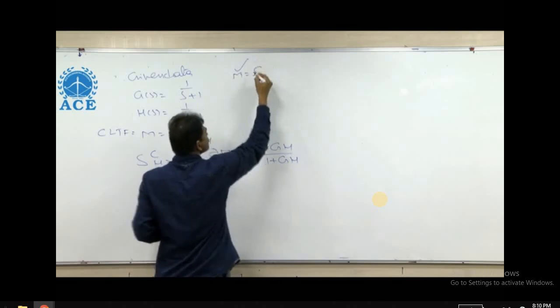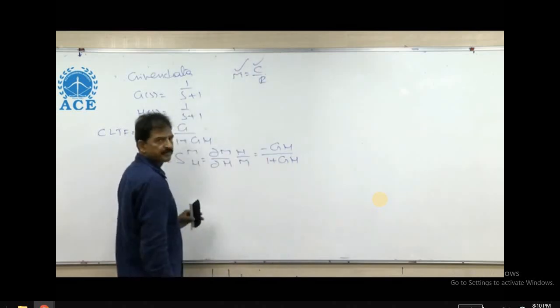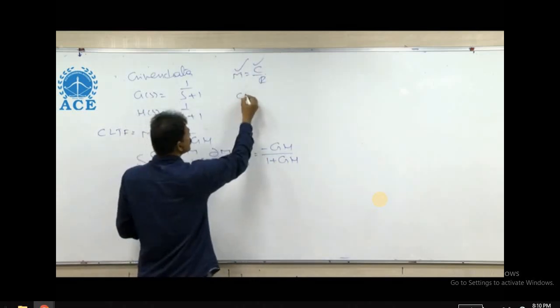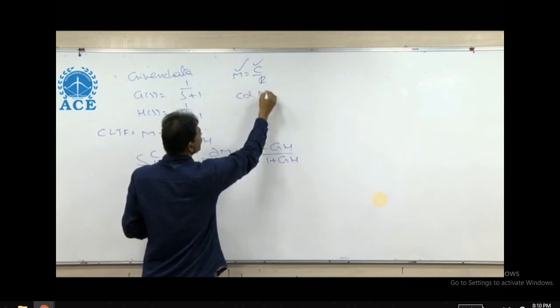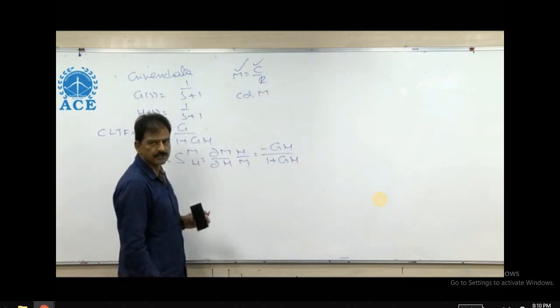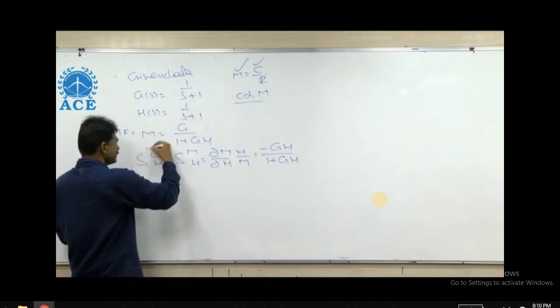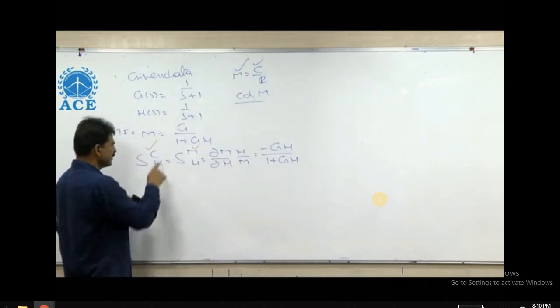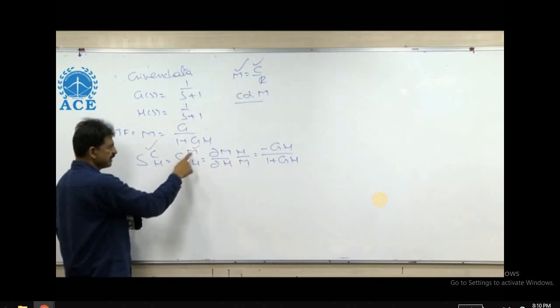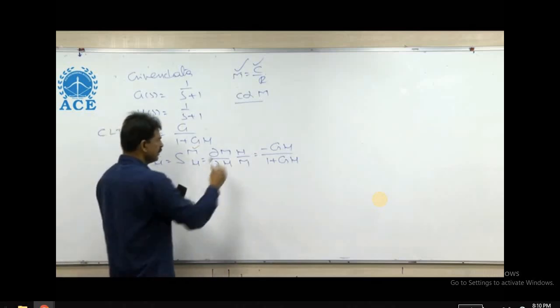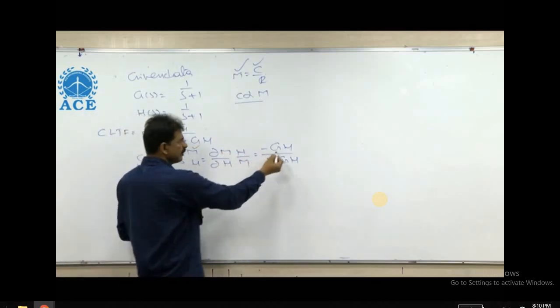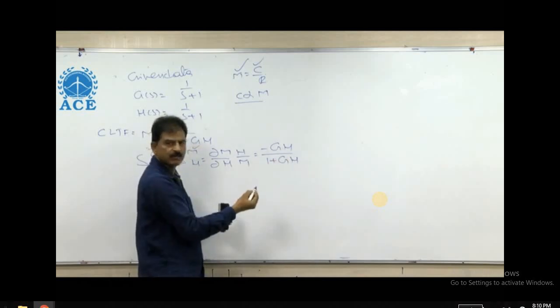M changes, C changes, both are same. C is proportional to M here. Therefore M changes and C changes, both are same. Sensitivity of output with respect to changes in H, or M with respect to H: dou M by dou H times H by M, we get minus GH by 1 plus GH.